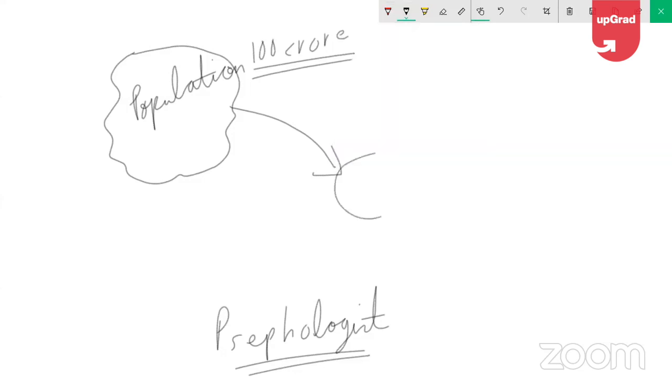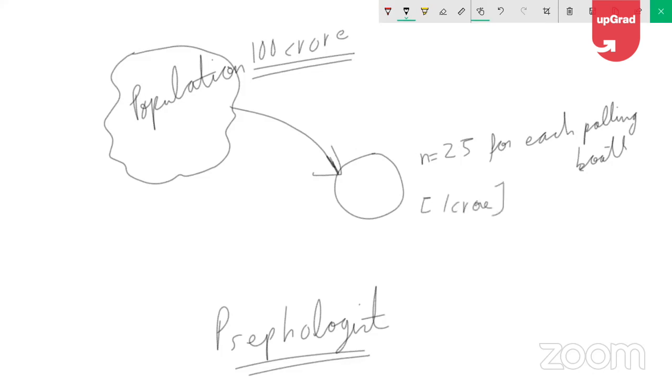In some of the polls that I read about, they put n equal to 25 for each polling booth, and this number will add up to something close to 1 crore for the whole sample. So what you're technically trying to do is make a prediction in the population, so you collect sample data.